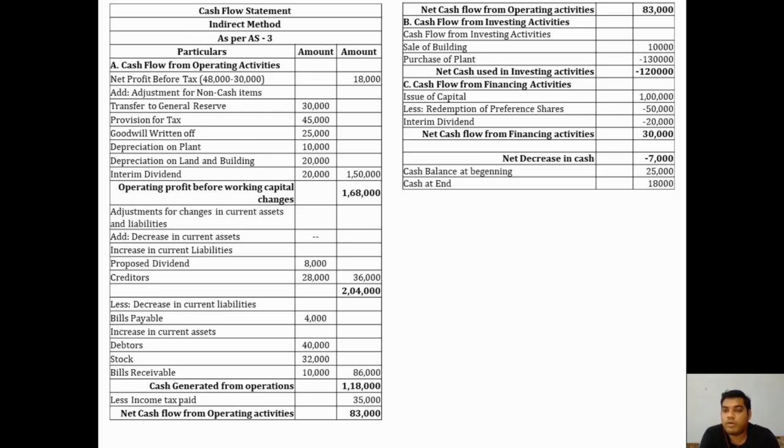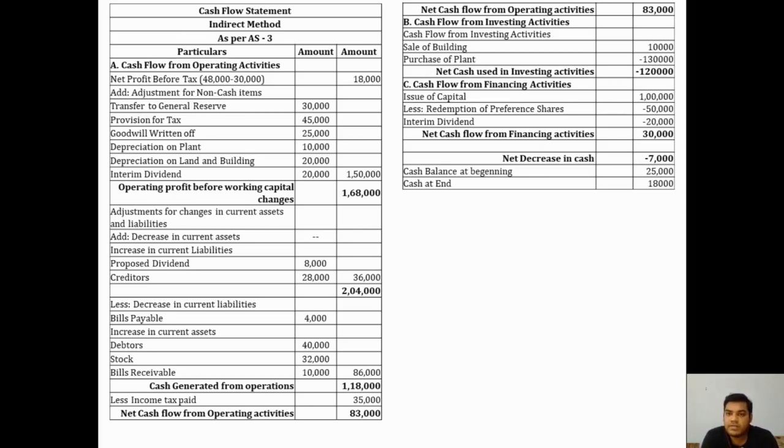The outflow of amount for redemption of preference shares is 50,000, that is, opening preference shares 2,50,000, closing preference shares 2 lakhs, so 50,000 of preference share capital has been redeemed, and we have to subtract that. Interim dividend has been paid for rupees 20,000, and even that has to be subtracted from that 1 lakh rupees. So after this, 30,000 positive value remains. This 30,000 is called net cash flow from financing activities.